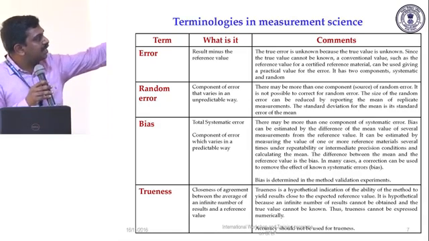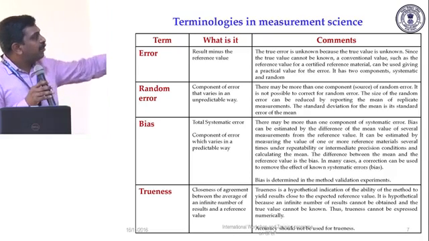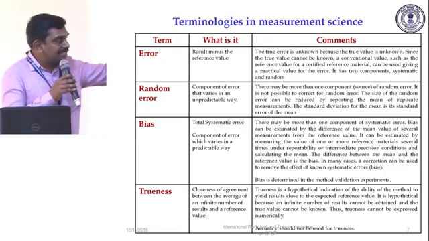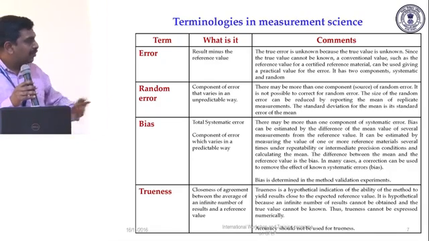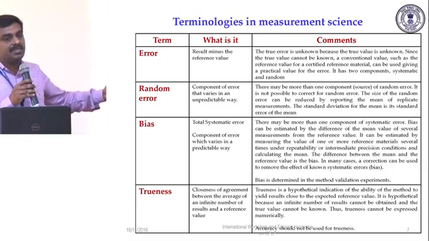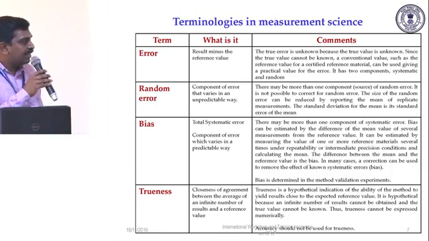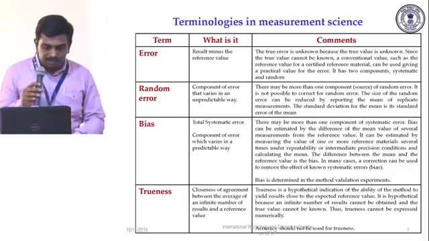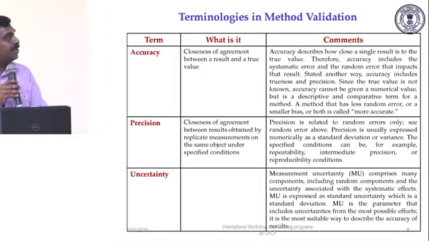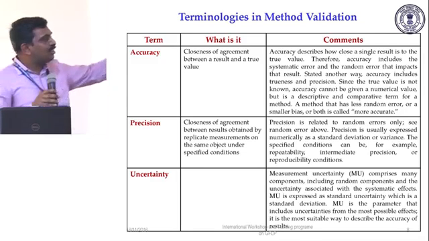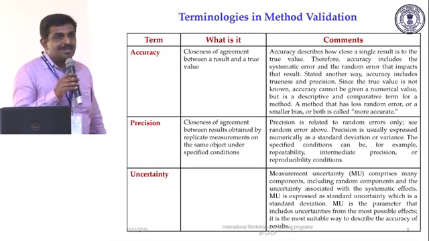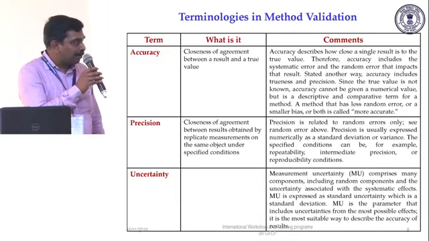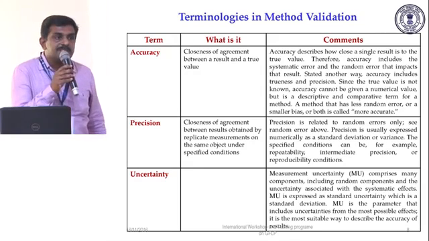An error is a result minus the reference value. A random error is the component of error that varies in an unpredictable way. Bias is a systemic or systematic error. Trueness, again these are definitions, is the closeness of agreement between the average of an infinite number of results and a reference value. Accuracy is the closeness of agreement between a result and a true value. These are all things you hear day in and day out in a laboratory. Precision is the closeness of agreement between results obtained from replicate measurements on the same object under specified conditions.